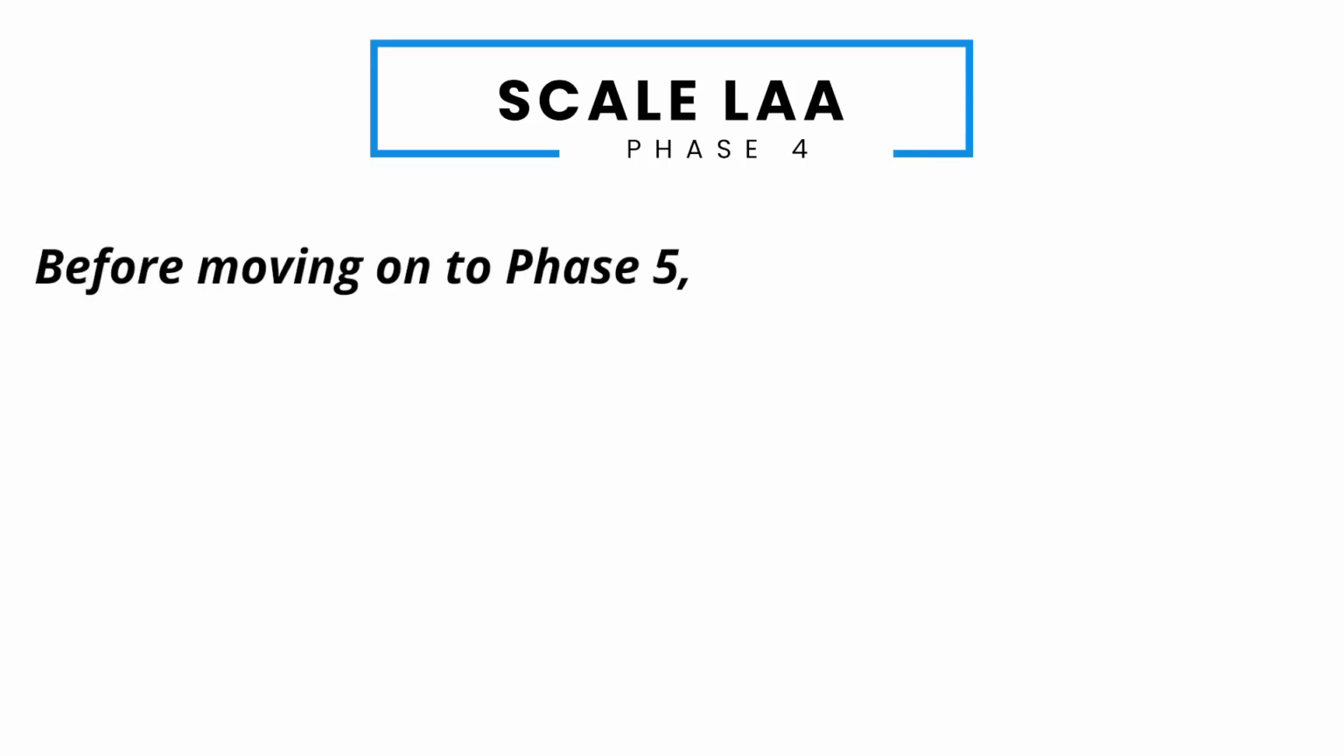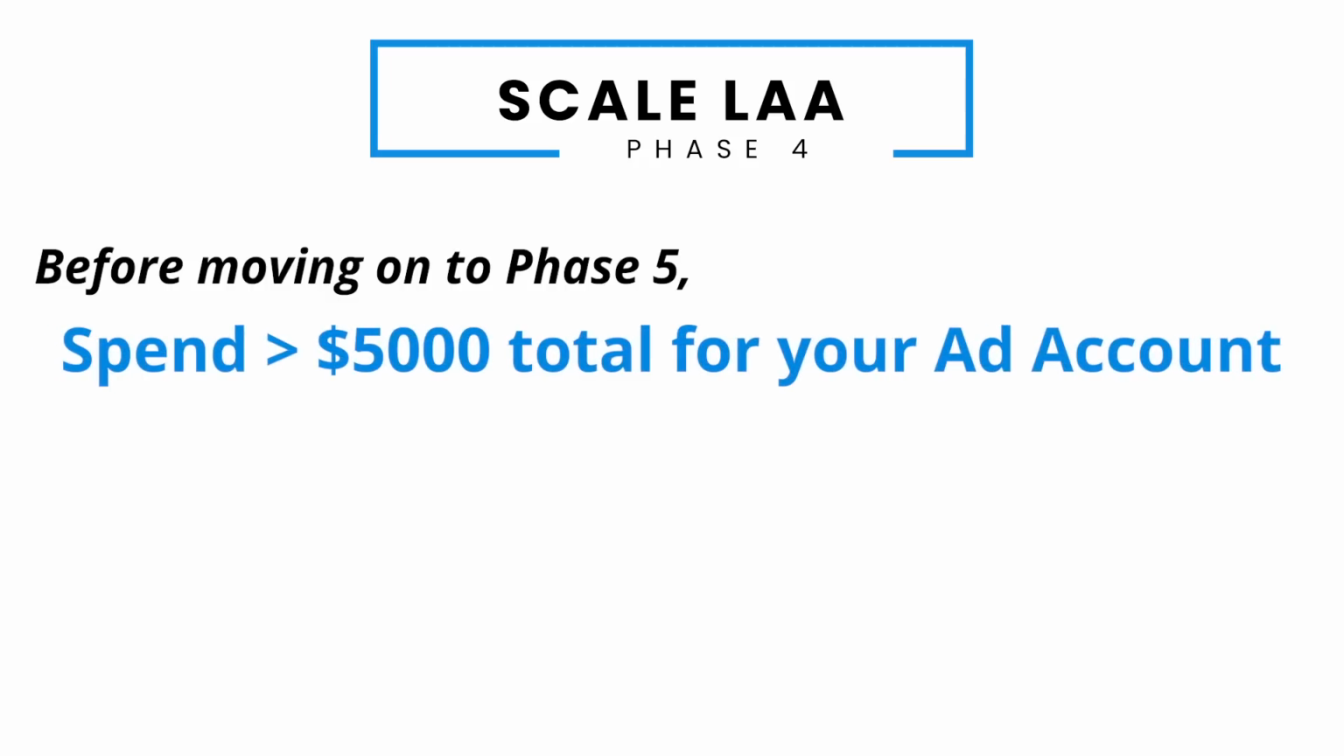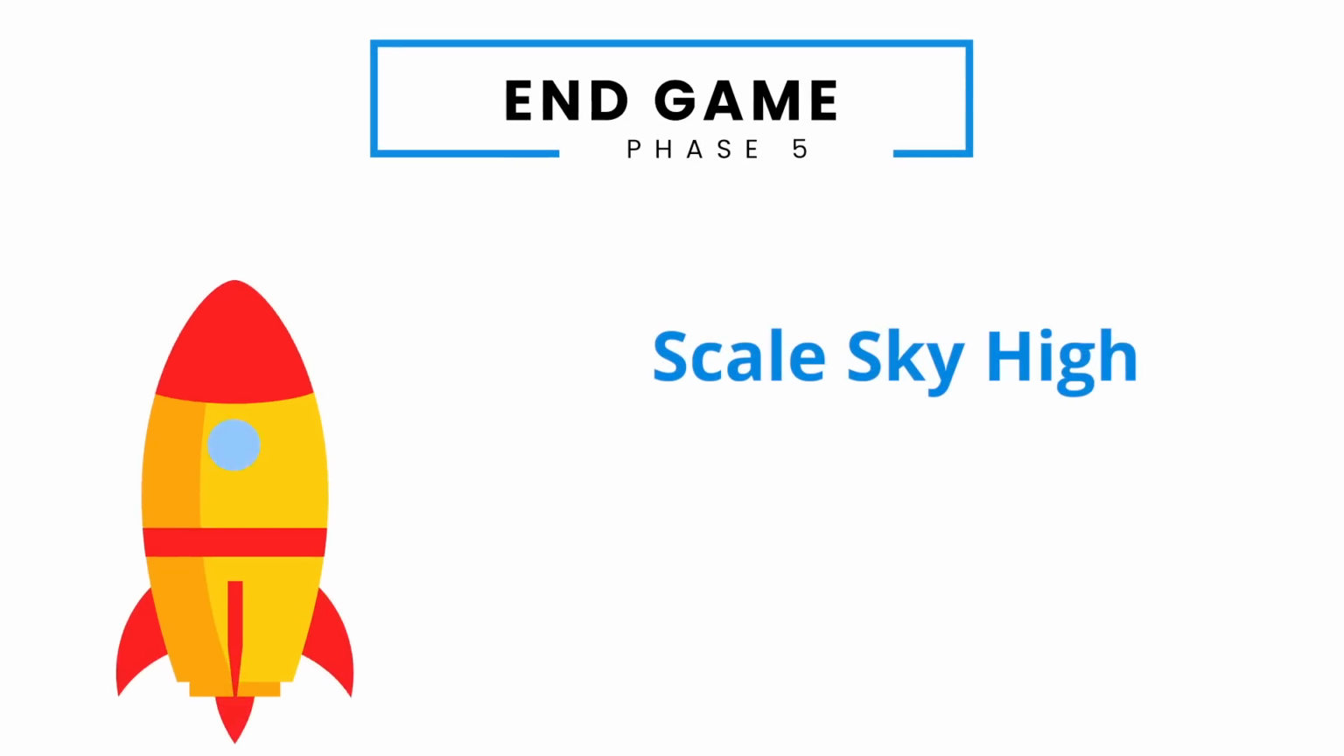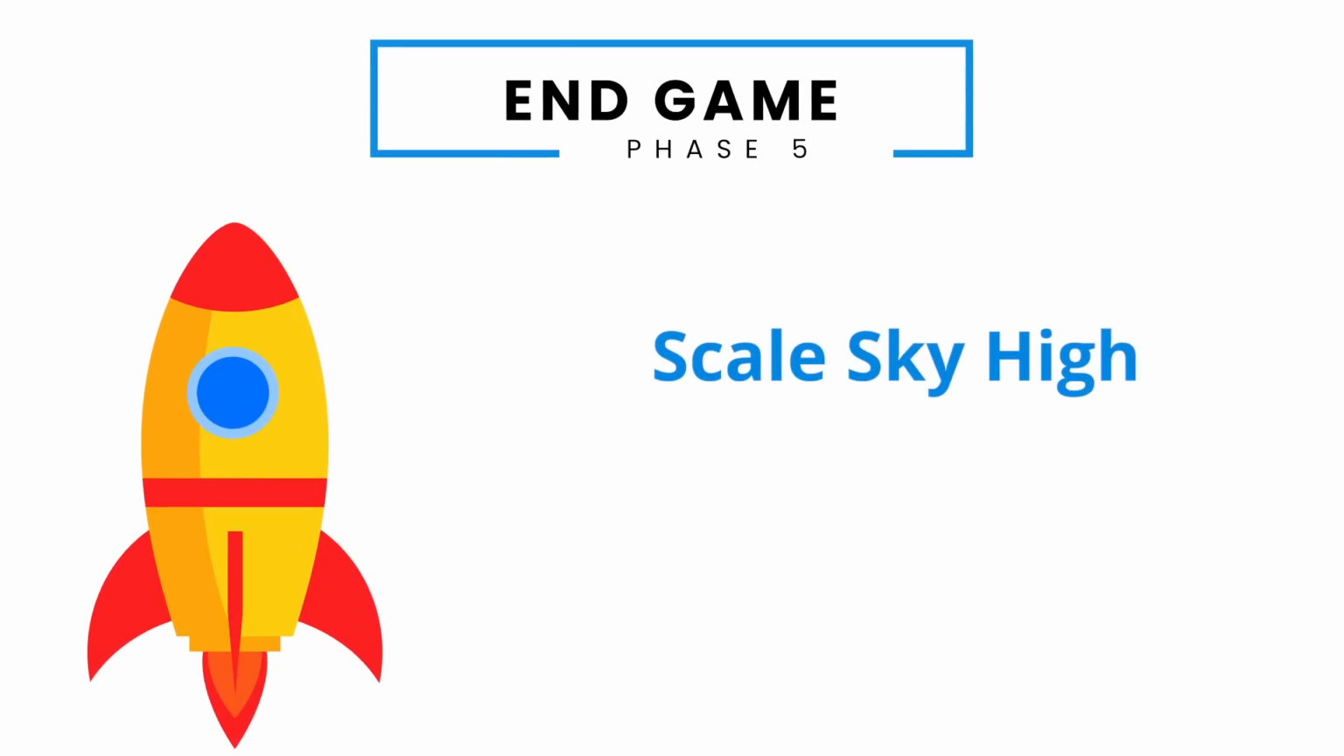But before you can hit max scale and move on to phase 5, you'll have to wait until you have spent at least $5,000 in total for your ad account. At that point, move on to phase 5 and keep running anything that is profitable as you move into phase 5. Now phase 5 is where you can scale sky high, and this is where the bread and butter is made consistently and almost automatically.